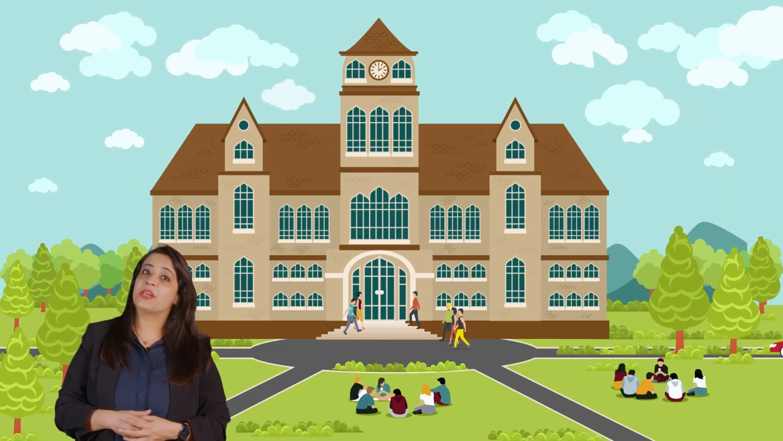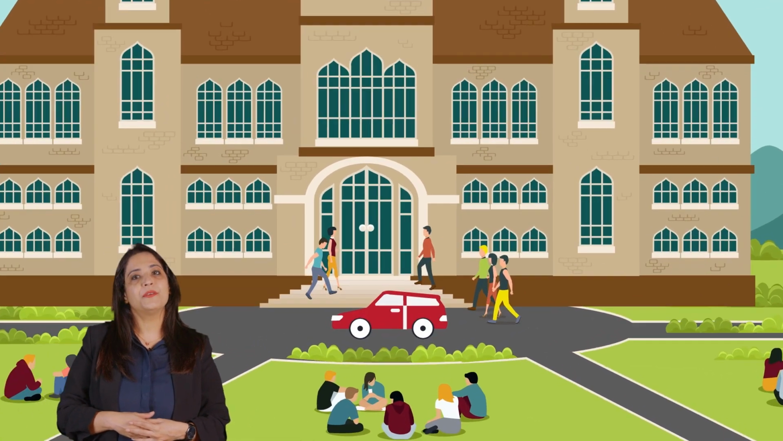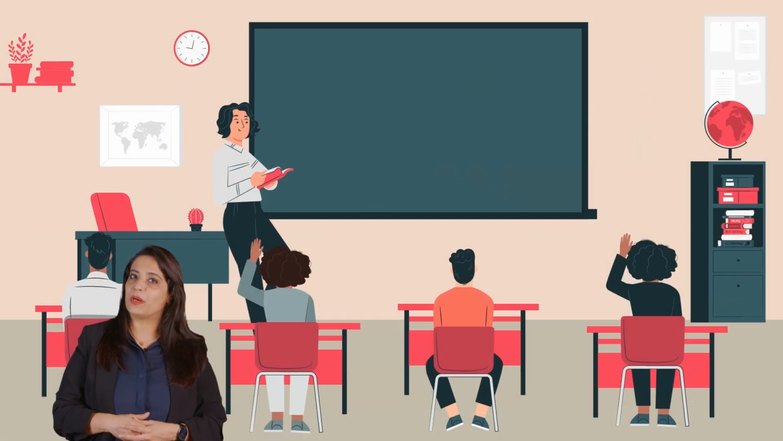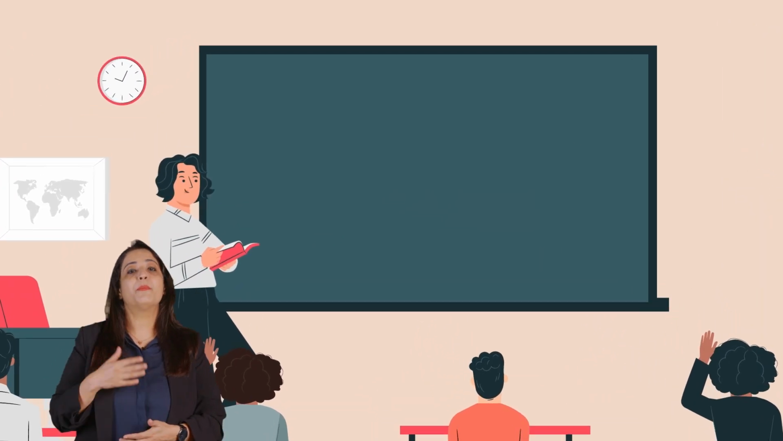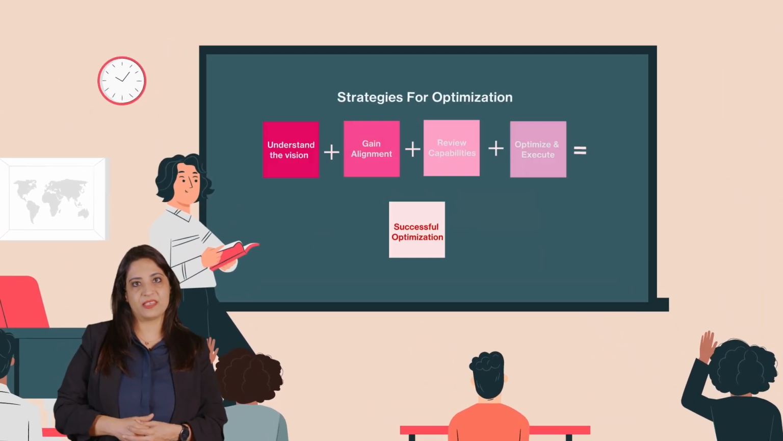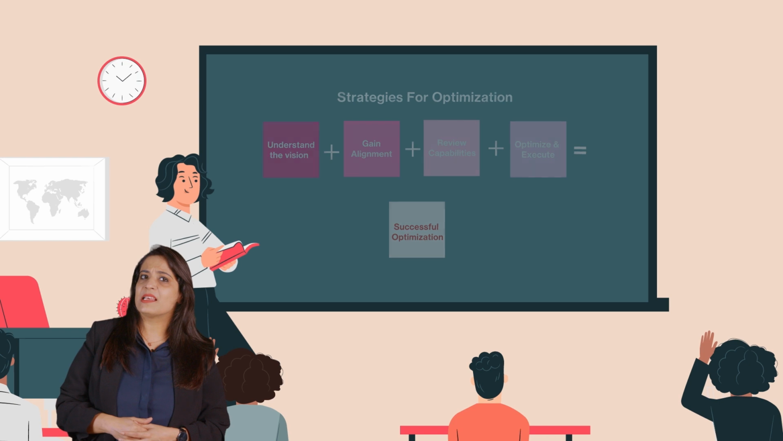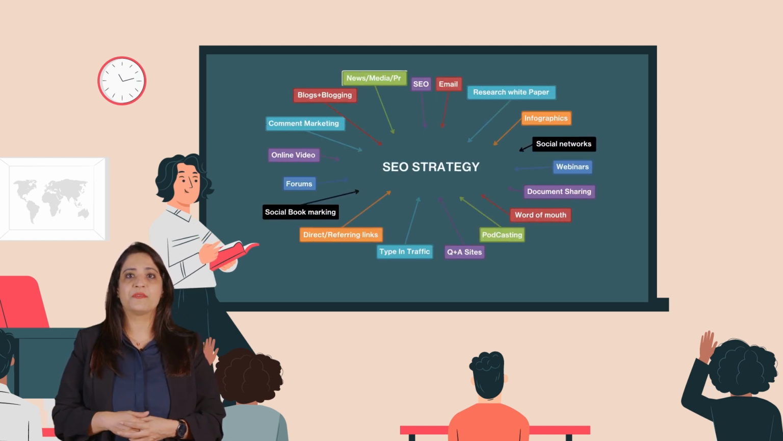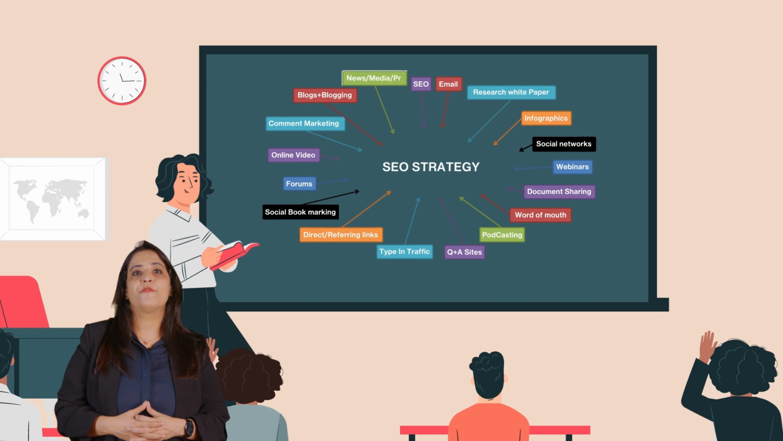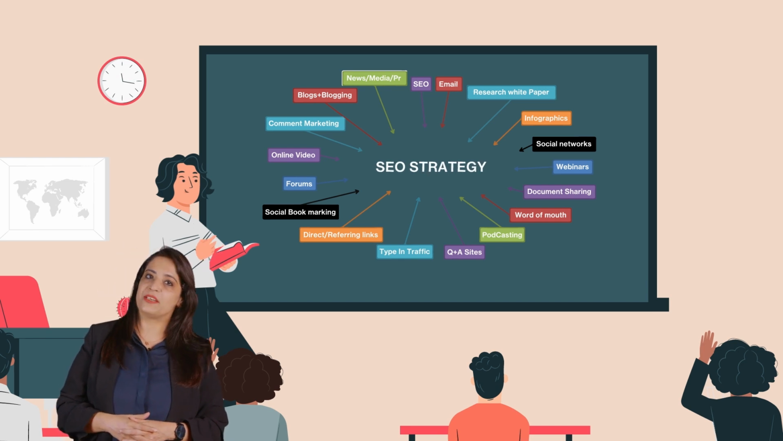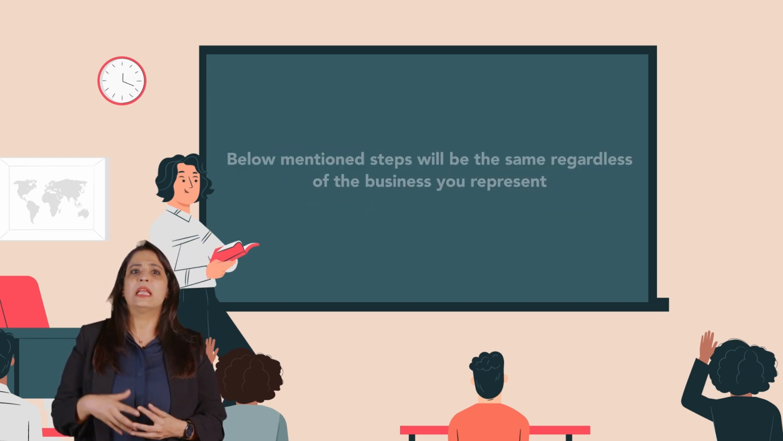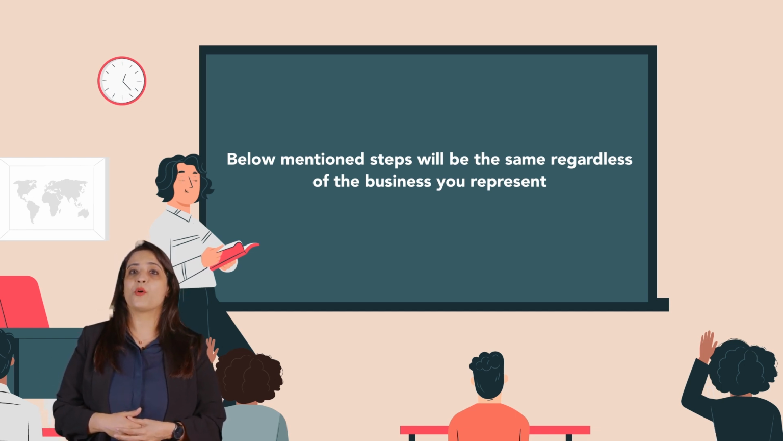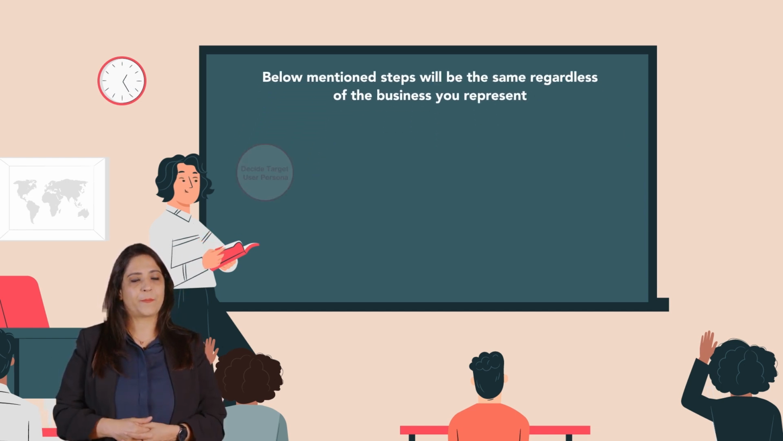One day, Mr. and Mrs. Brown came to the university in their red car. They greeted the students warmly and briefed them about the strategies for optimization. She started the lesson by stating that the types of businesses and objectives are very crucial for designing an SEO strategy. However, the steps will always remain the same regardless of the business you represent.